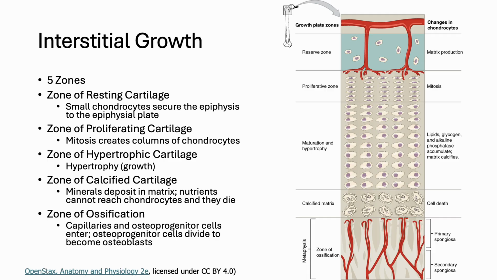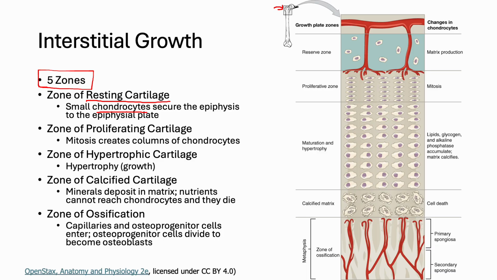All right, so this is the way that interstitial growth is going to happen. We're going to look at it based on 5 areas or 5 zones within that growth plate region. The first is called the zone of resting cartilage. Cartilage is going to point us to those chondrocytes. This area is basically responsible for securing the epiphysis, so that's the knobby end of the bone, to the epiphyseal plate. So that's the purpose of that.